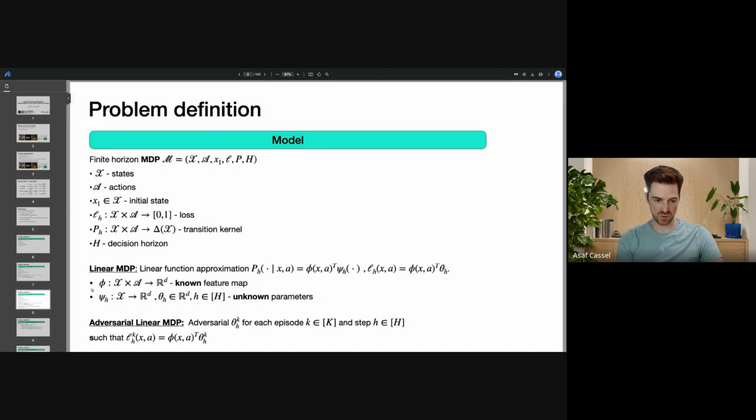And finally, what we are actually interested in is the adversarial linear MDP, where now the losses, instead of being fixed or stochastic, can change arbitrarily from round to round. So we'll denote them with an additional index of k, indicating the episode. And in the case of linear MDP, the parameters of the loss function can again change from round to round, so they also get an additional index of k.